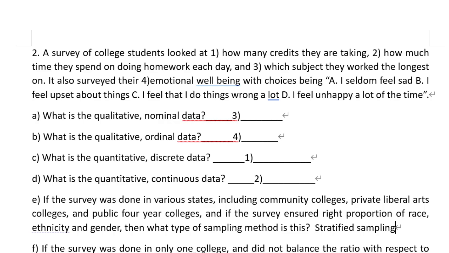On the other hand, if the survey was done in only one college, and let's say you just went to one dorm and collected all the data from there, that kind of method would be cluster sampling. Which is not desired, but sometimes you don't have the money to do a stratified sampling, so you might end up with a cluster sampling.